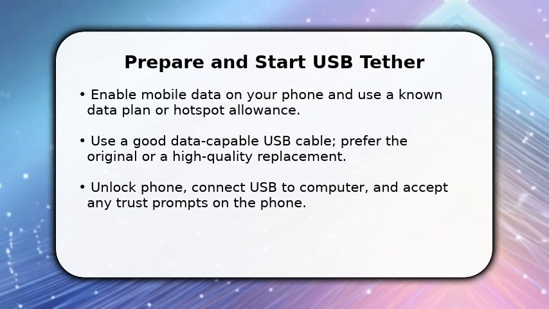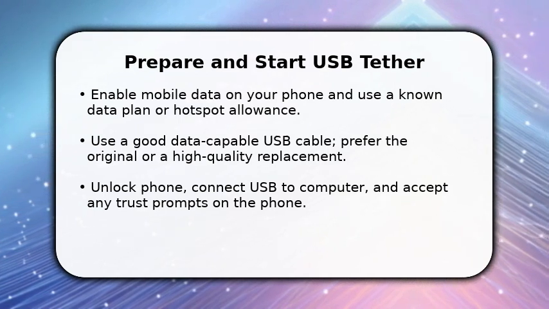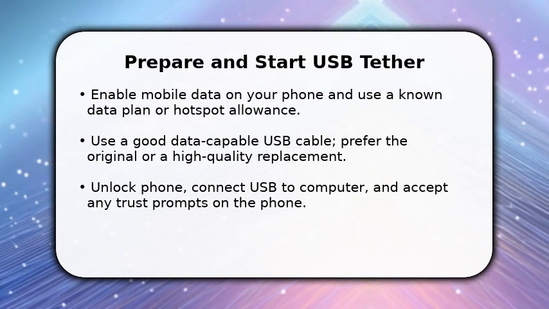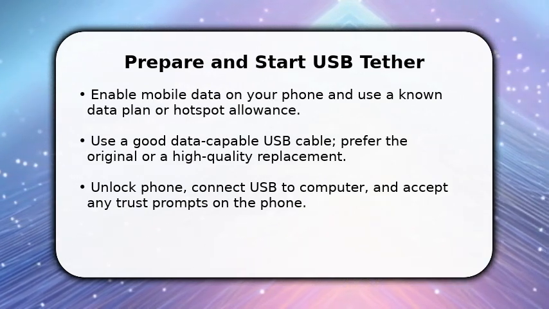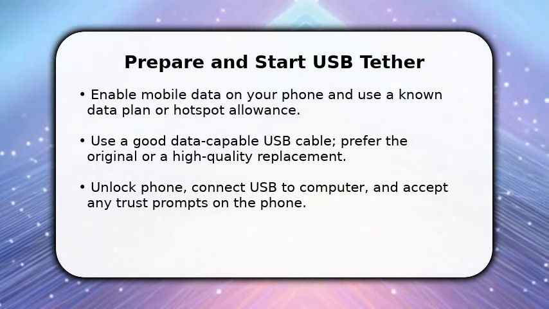Make sure phone tethering permissions are allowed because the OS blocks anonymous connections. If prompted, pick a USB mode that allows networking rather than charge only. These immediate steps open the communication channel so the computer can request an internet interface from your phone.